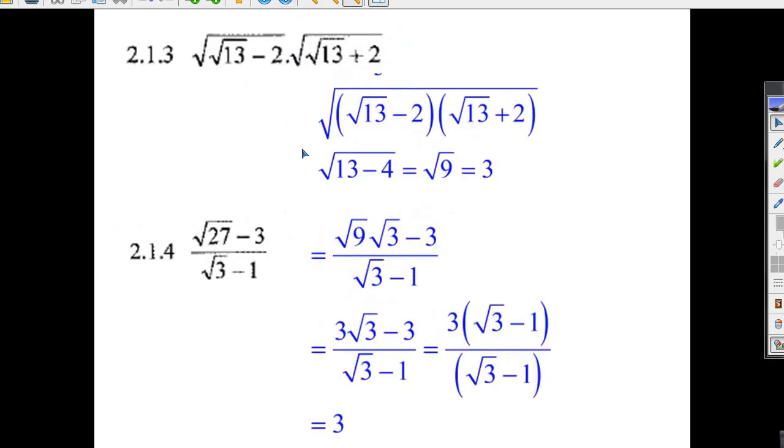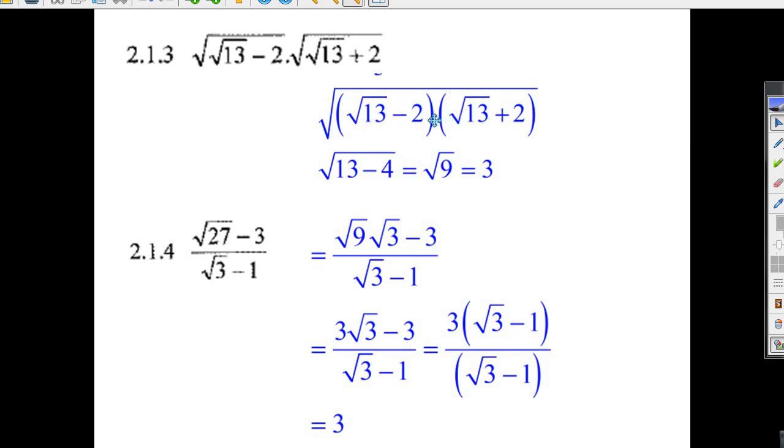Let's try the next question. Now, the secret with this question, I've seen it a few times and it drives people crazy. It makes it hard. If you see a square root times a square root, both of those things, you can make it the square root of those two things multiplied together. The square root of a times the square root of b is the square root of a times b.